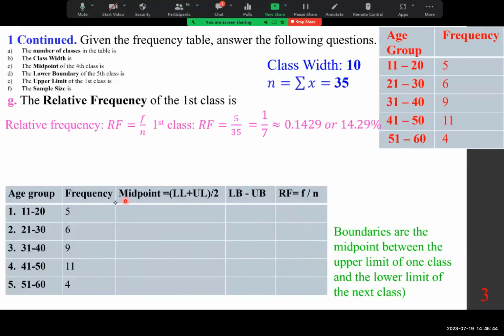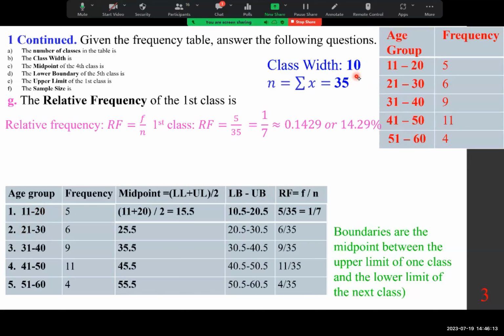As far as the midpoint, just add them up. For example, 11 and 20 divided by 2 is 15.5, and you do the rest of it. For the boundaries, we have found one, if you remember. So all you have to do is add these two, divide by 2, and you get the boundary, which is 20.5 for this one and this one. So you put 20.5 here, 20.5 here.